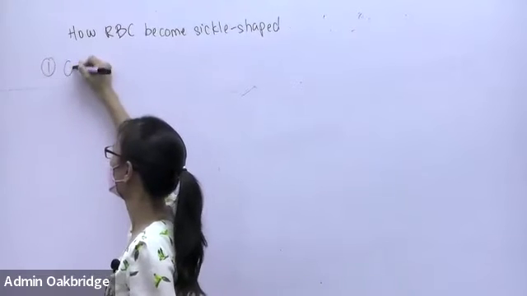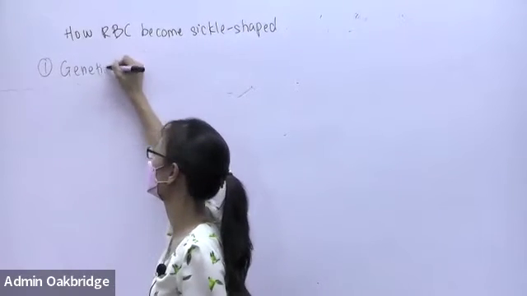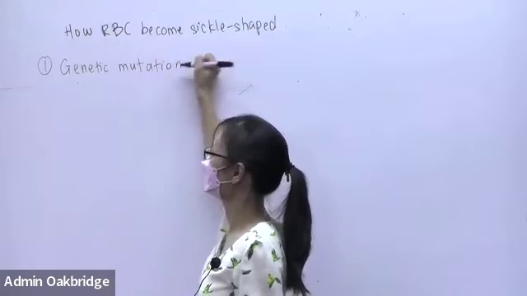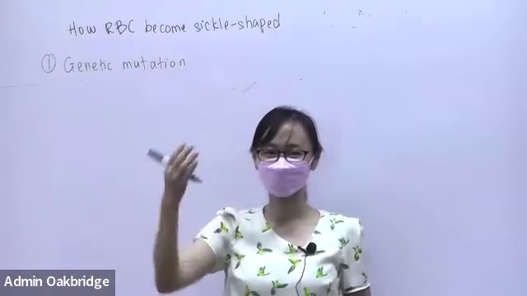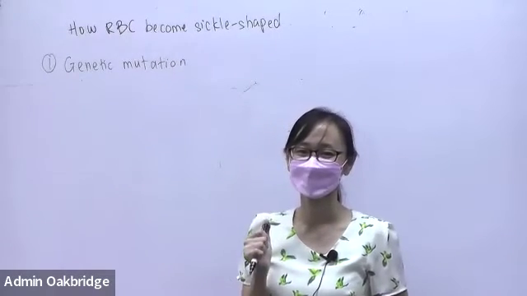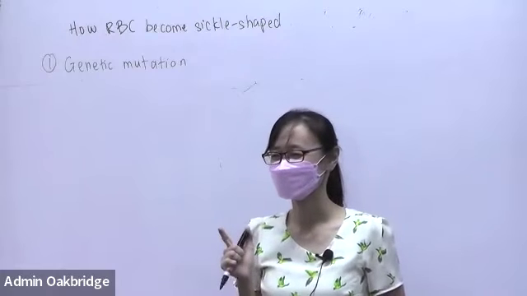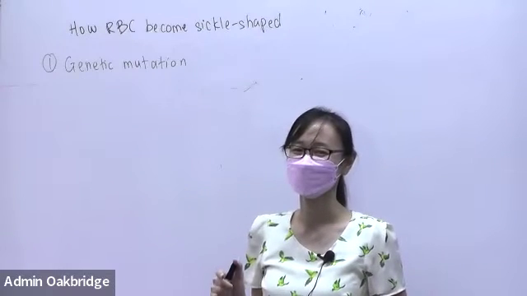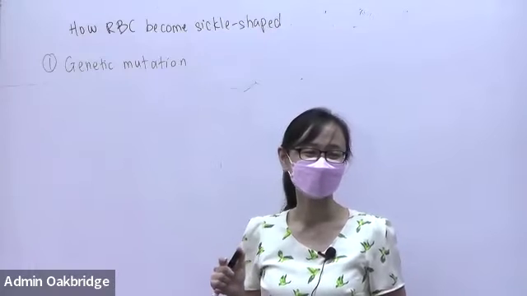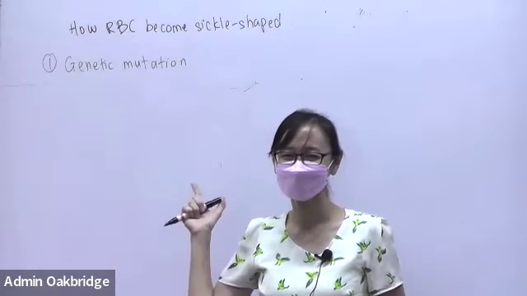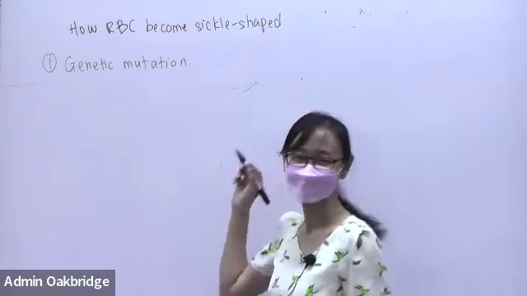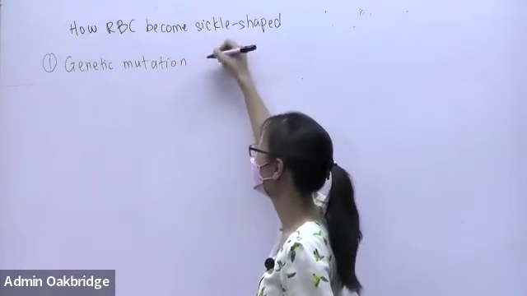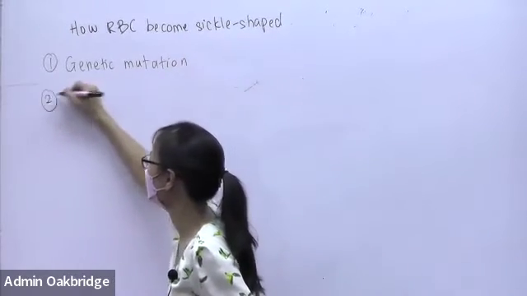Number 1, genetic mutation. Yes, on which chromosome, which gene? Which gene do you think? We just talked about it just now. Is it on the insulin gene? No. Is it on the growth gene? What gene is it? On the hemoglobin gene. Genetic mutation on the hemoglobin gene.